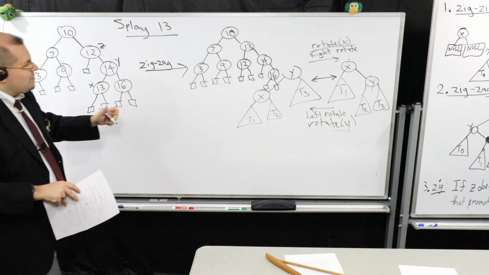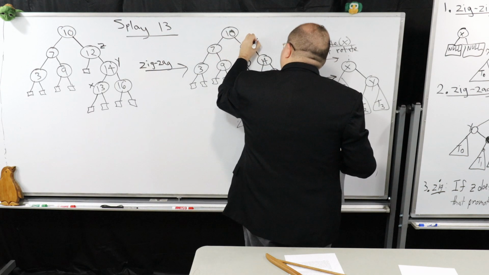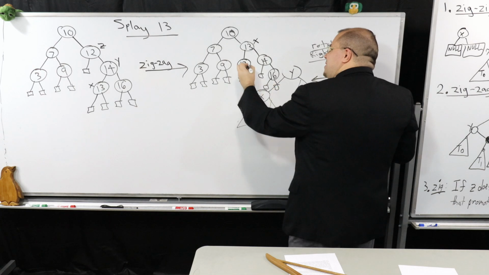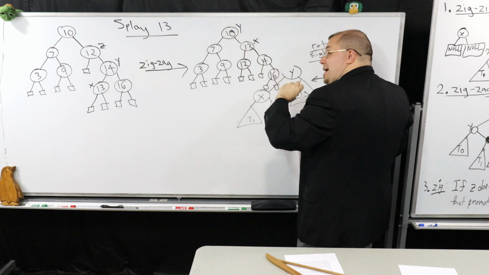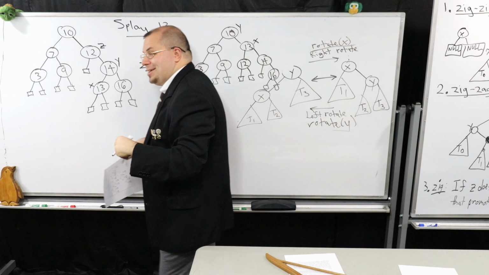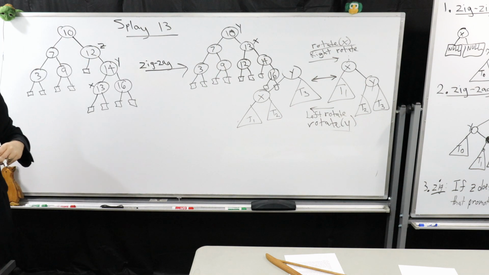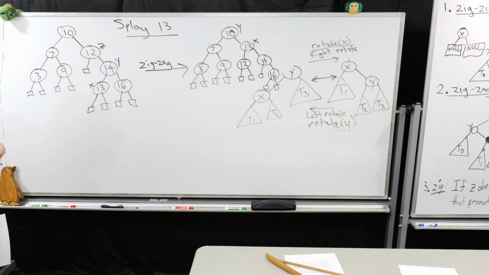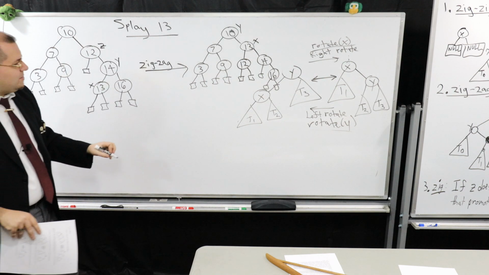Now, remember, this is still x, right? That's x. It doesn't have a grandparent, though. So it's y right there. So what do I do? What case do I apply? Do I zigzag? Do I zig? I zig.